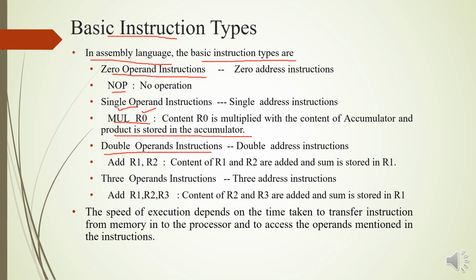Double operand instructions are also called double address instructions. Add R1, R2. Add is the opcode, R1 and R2 are the two operands. Three operand instructions are also called three address instructions. Example, add R1, R2, R3. Add is the opcode. R1, R2, R3 are the operands. The speed of execution depends upon the time taken to transfer the instruction from the memory into the processor and to access the operands mentioned in the instructions.